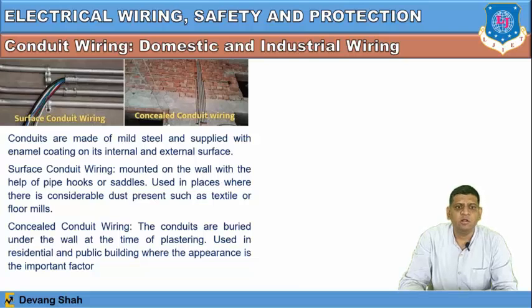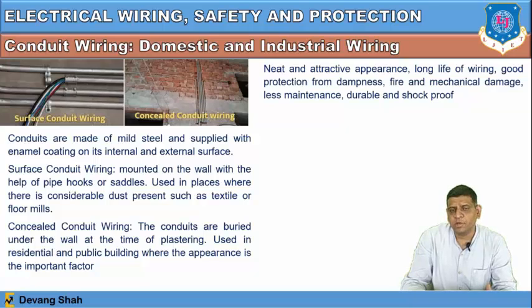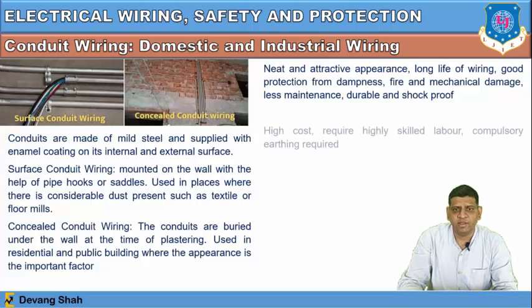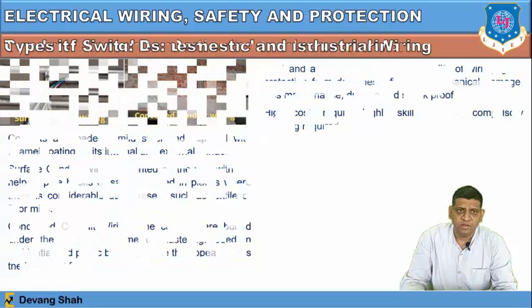So the conduit is buried under the wall at the time of plastering, used in residential and public buildings where appearance is an important factor, right? Neat and attractive appearance is part of the advantages. Long life of wiring, good protection from dampness, fire and mechanical damage, less maintenance, durable and shock proof, right? Because it's completely concealed as well as the surface conduit wiring. But it has a high cost, requires highly skilled labor, and compulsory earthing is required for this kind of wiring, right?